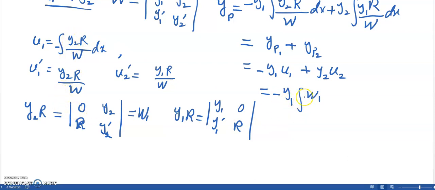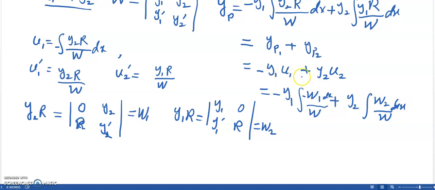Okay, so minus, and then over W, and then minus minus it will be plus. Okay, and then y2, again, we call it as a W2. Okay, so it will be W2 over W dx.